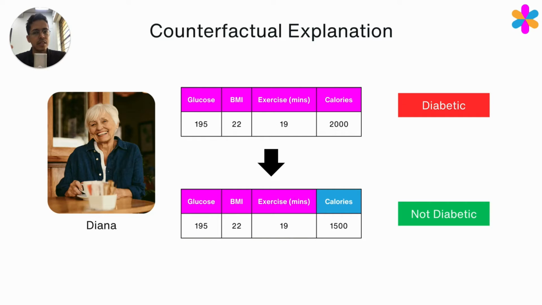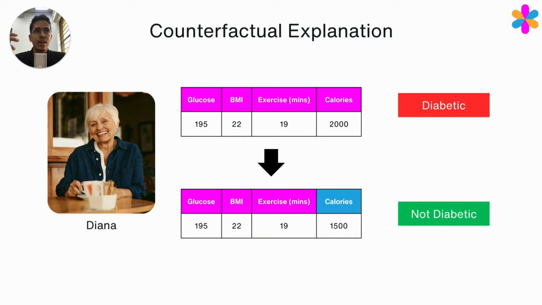Either you exercise for 27 minutes, or you decrease your calorie intake, or maybe you optimize your BMI from 22 to maybe something else, or you do something to reduce the blood glucose level. So you can give Diana different suggestions based on the counterfactual explanation.